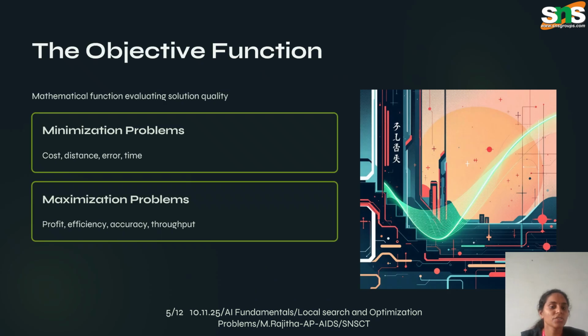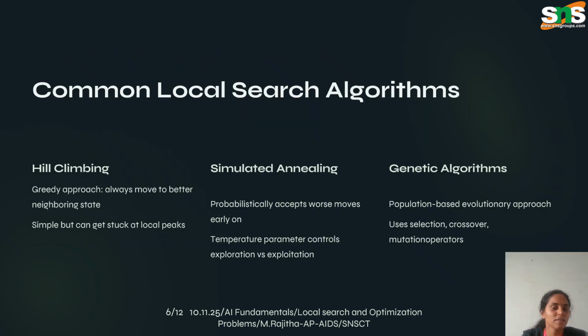So the objective function. Explain the objective function as a mathematical formula that measures how good a solution is. The goal of optimization is to minimize or maximize this function. For example, minimization: reduce cost, distance, or errors, and maximization: increase profit, accuracy, or throughput.